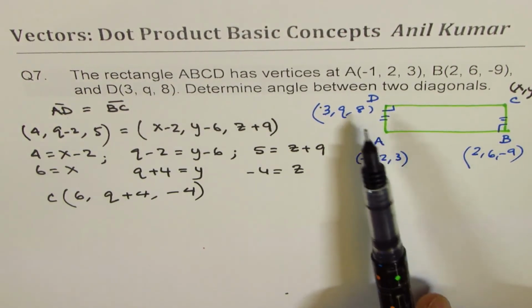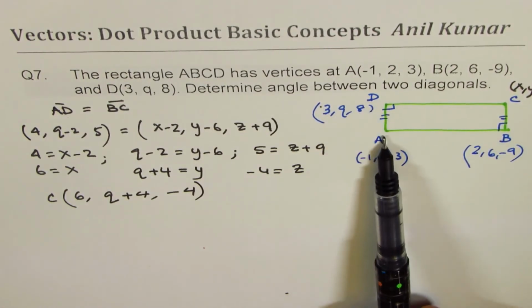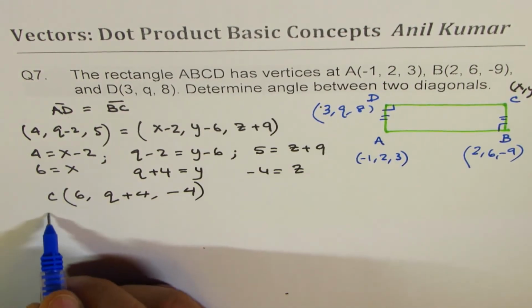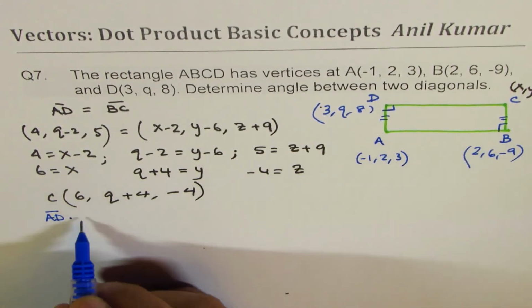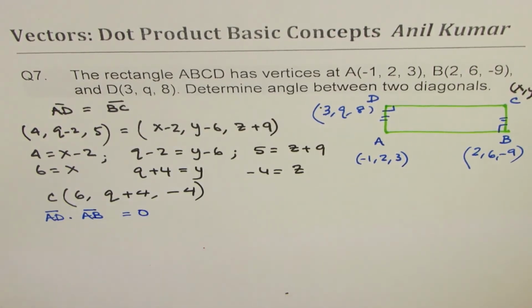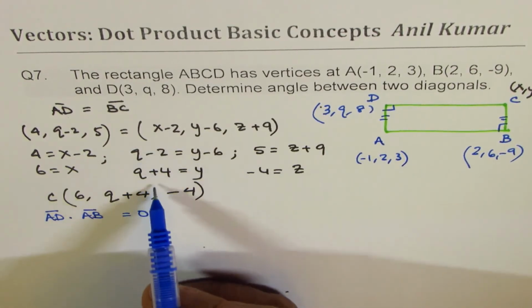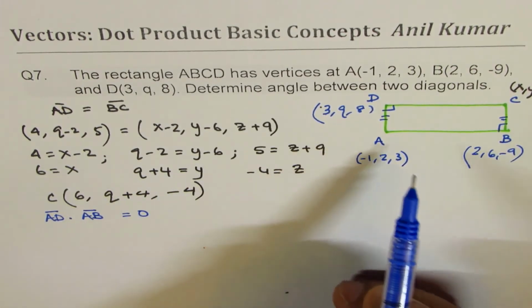Now to find q, the dot product between AB and AD is 0, right? So to find q, what we are going to use is that AD dot AB equals 0. That is what we are going to use. We could have done this initially in this exercise. It was better. Now let's do it.